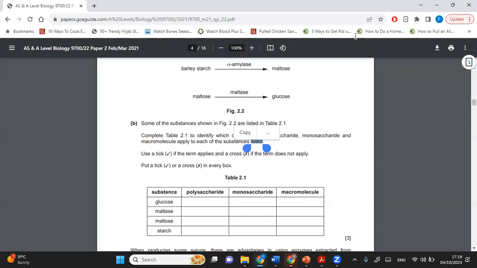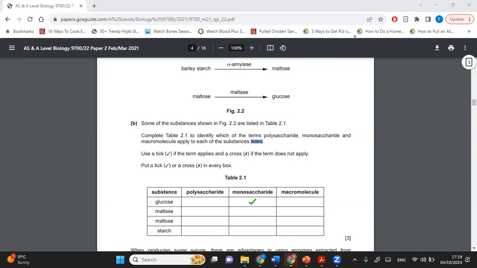What is glucose? Aruj, what do you think? Is glucose a monosaccharide, polysaccharide, or a macromolecule? It's a monosaccharide. Yes, correct. 100% correct. It's a monosaccharide. Okay, so this is a monosaccharide.